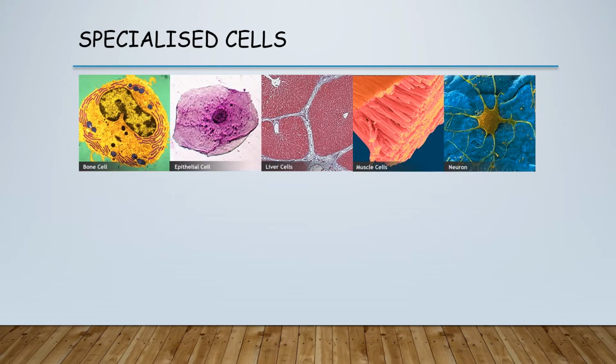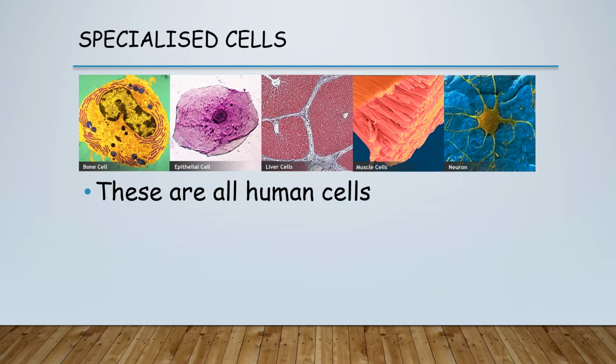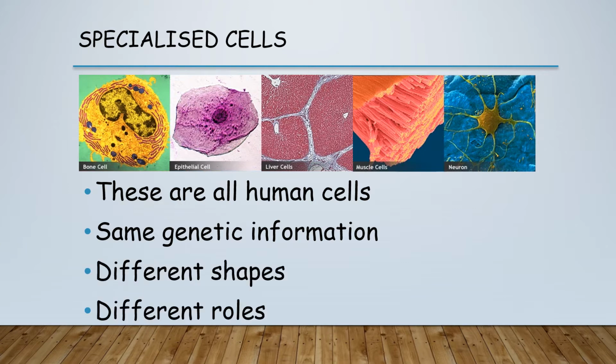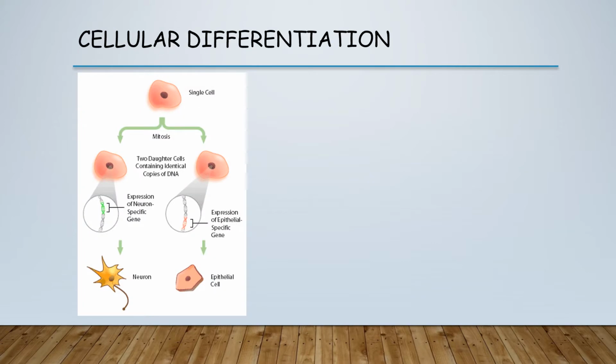And you will know that your body contains a huge amount of specialised cells. So the 5 in front of you are all human cells. They have the same genetic information in each and every single one of them, but they're different shapes and they have different roles. And that comes about through the process of cellular differentiation.